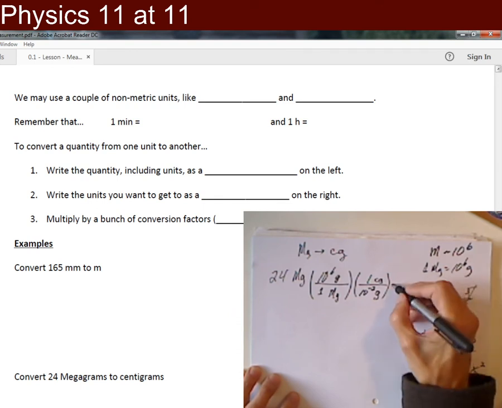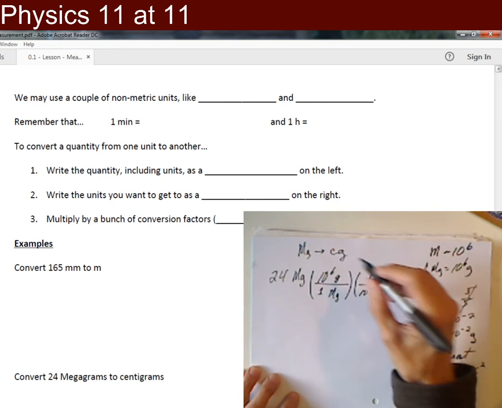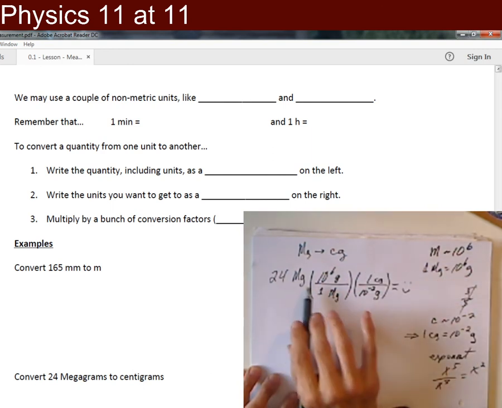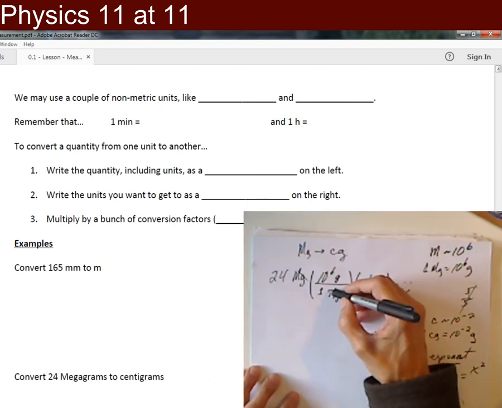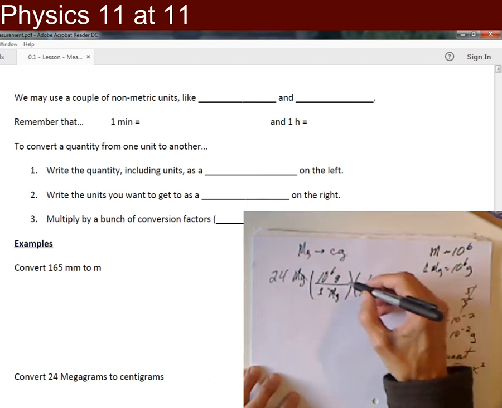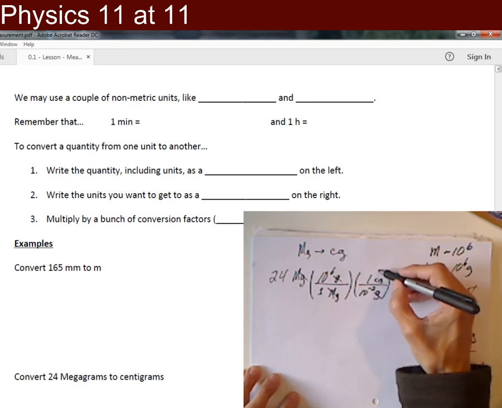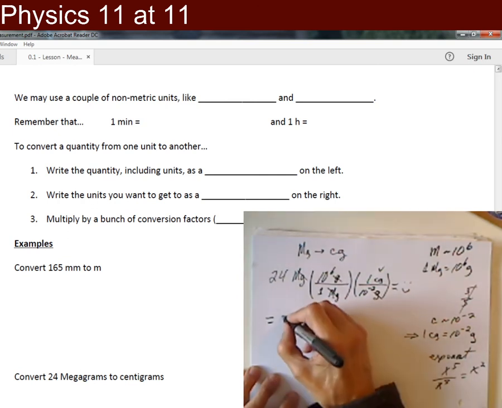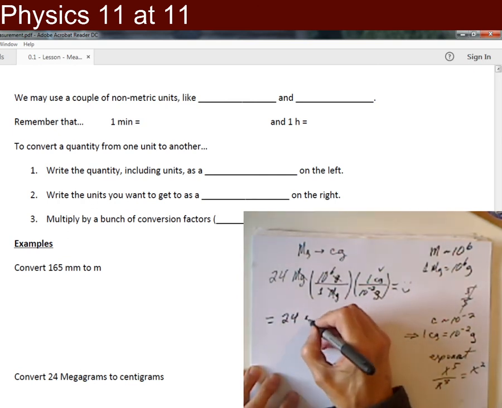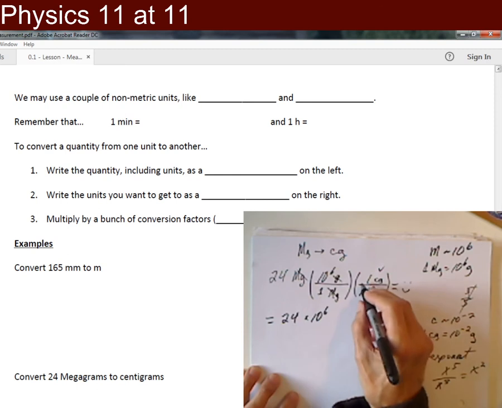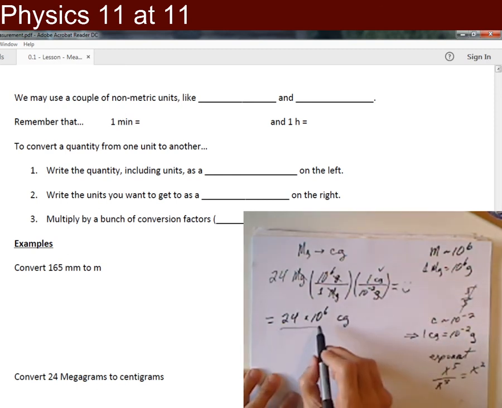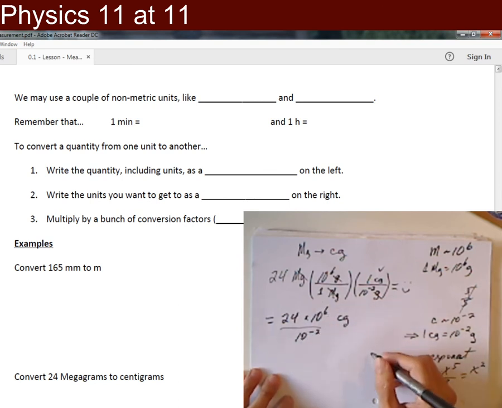Now, because we want centigrams, I think this is it. But let's just check the units. Mega divided by mega, gone. Grams divided by grams, gone. Left with centigrams. It's good. Now just the numbers. On the top, we got 24 times 10 to the 6 times 1. Don't forget the units. We worked hard at it. And on the bottom, we got 1 times 10 to the negative 2, which is 10 to the negative 2.